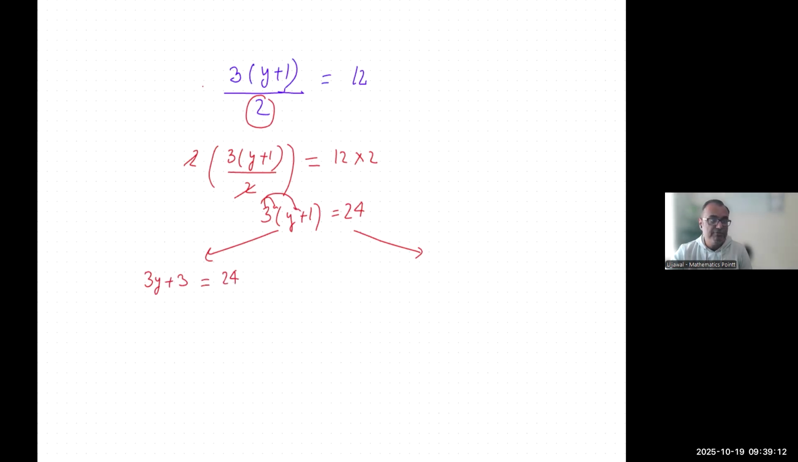Now I can get rid of this positive 3 by doing a subtraction on both the sides. So this becomes 3y, 3 cancels, and 24 take away 3 is 21. And y is then divided by 3 on both the sides. So you get y equals to 7. Y equals to 7.